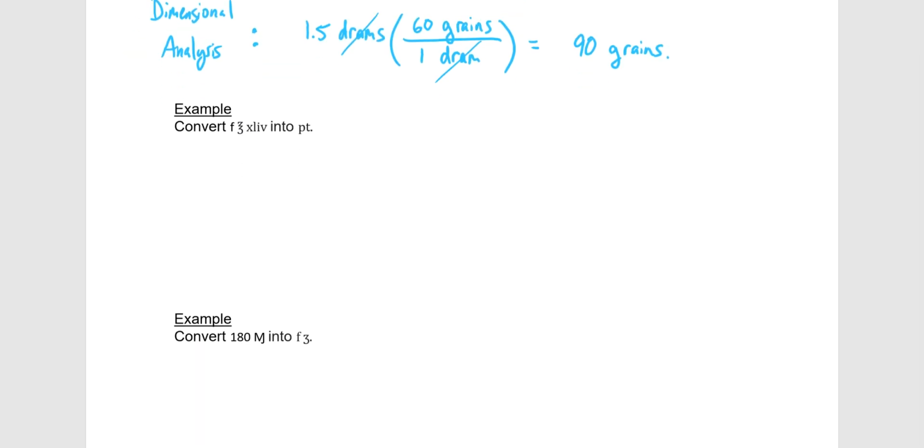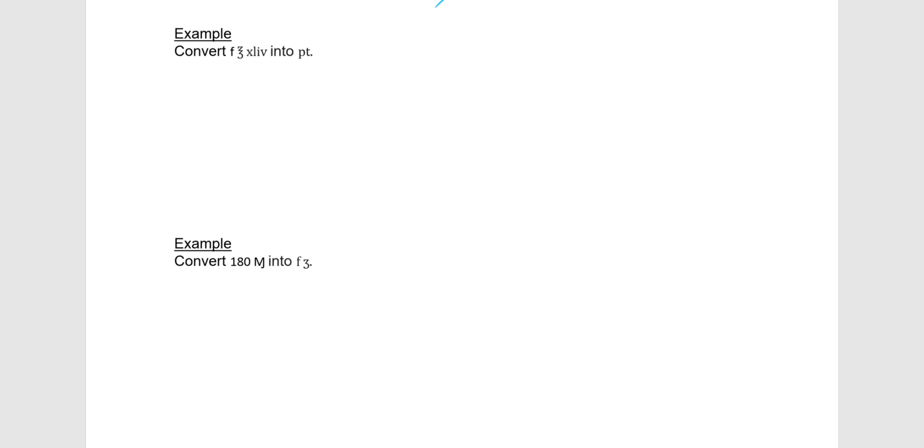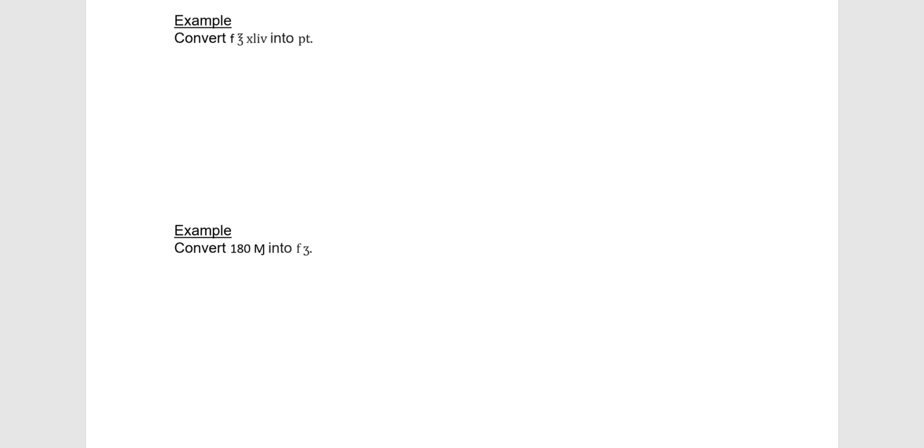Okay, so let's do another one, 2 more here. So let's convert 44 fluid ounces into pints. Obviously I'm skipping converting it to the Hindu-Arabic version of it. I'm just reading it off quickly. So starting with 44 fluid ounces here. Once again, I'm going to do this the dimensional analysis method.